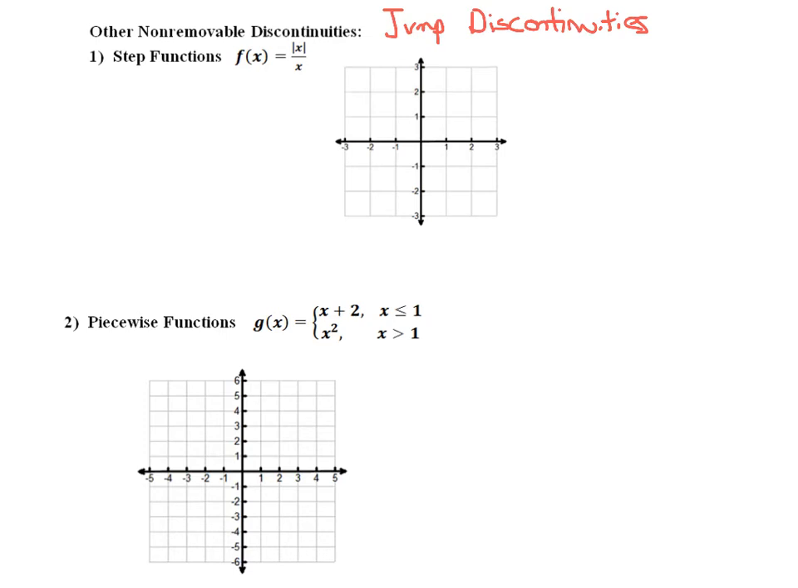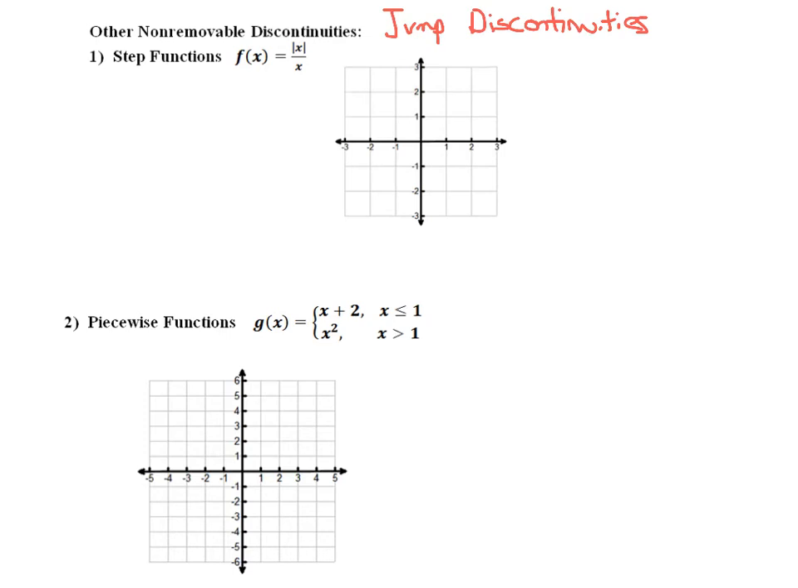Our last two examples are going to be examples of other non-removable discontinuities. These, however, are not vertical asymptotes. Instead, they are sometimes called jump discontinuities. And you'll see when we do the graph why that name makes sense.